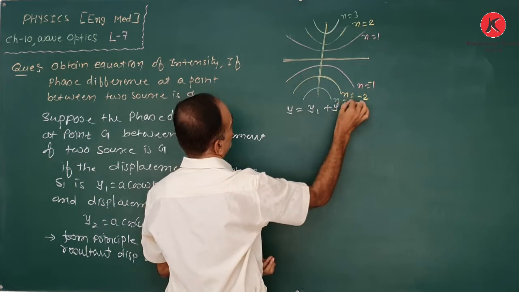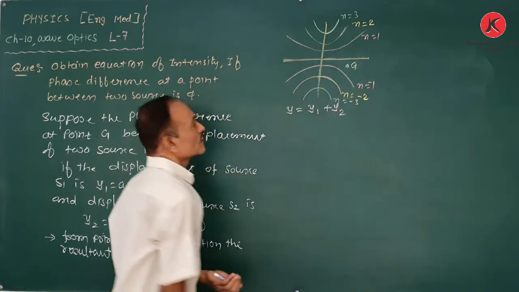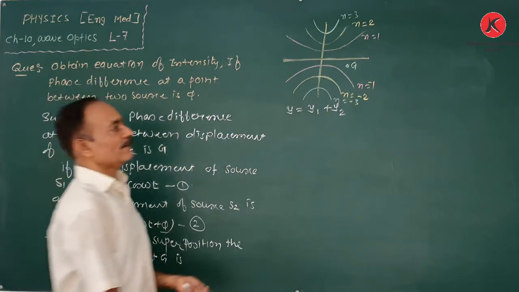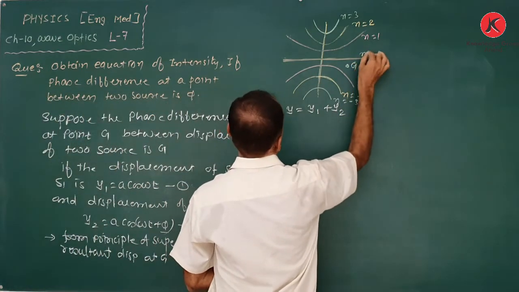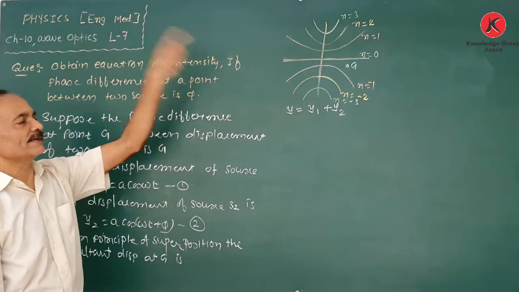N is equal to minus 3. Suppose the point G is here. We require the intensity at point G. The phase difference due to the two sources is phi at point G.